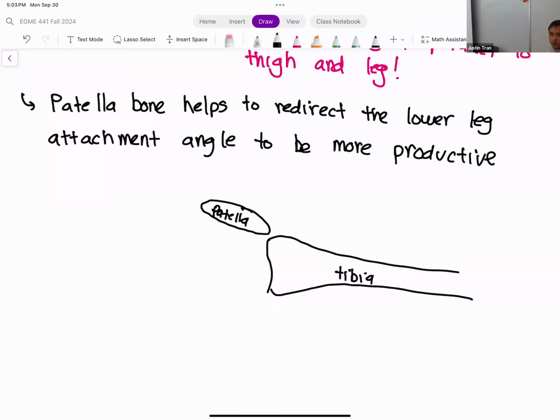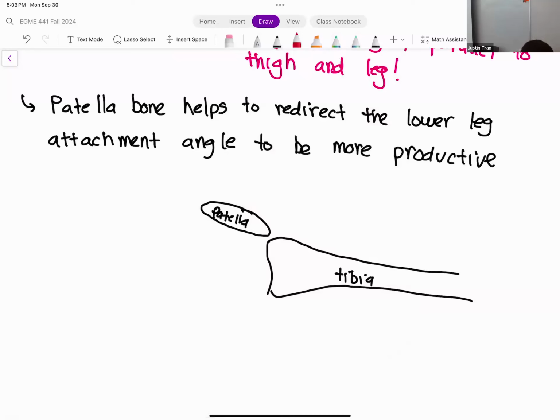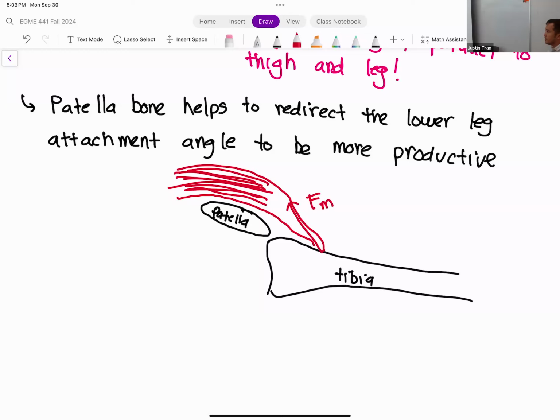So of course, the patella is not just floating in space. It's attached to ligaments and tendons that keep it together. But one particular muscle that goes over the patella is the quadricep muscle, right? And so if I draw the quadricep muscle, it goes over the patella and attaches to something like that. So the fibers run over the top of the patella, and then there's the tendon there. And so the muscle attachment angle, the one that we just did for the problem, probably looks something like that.